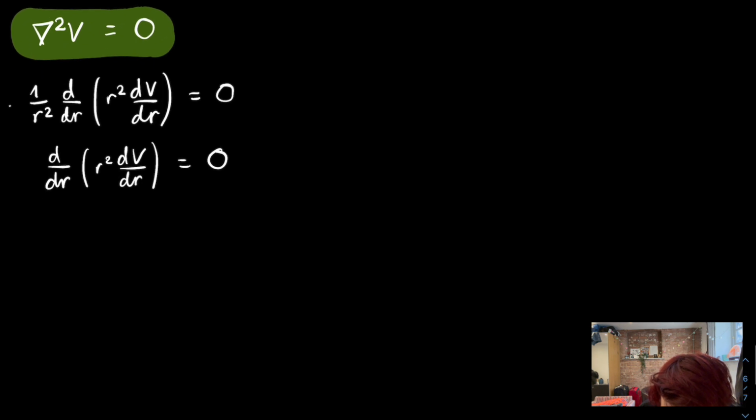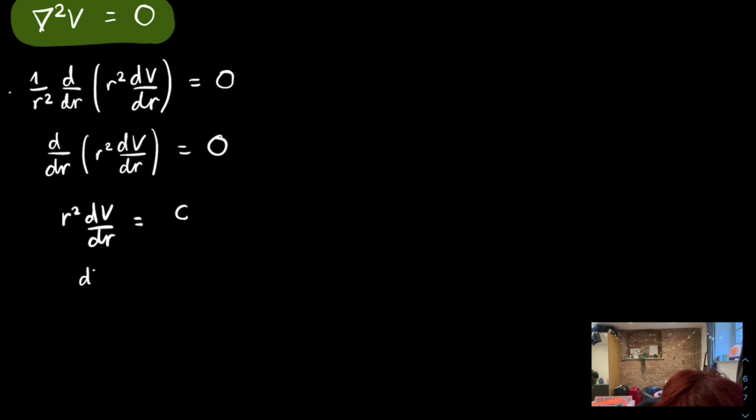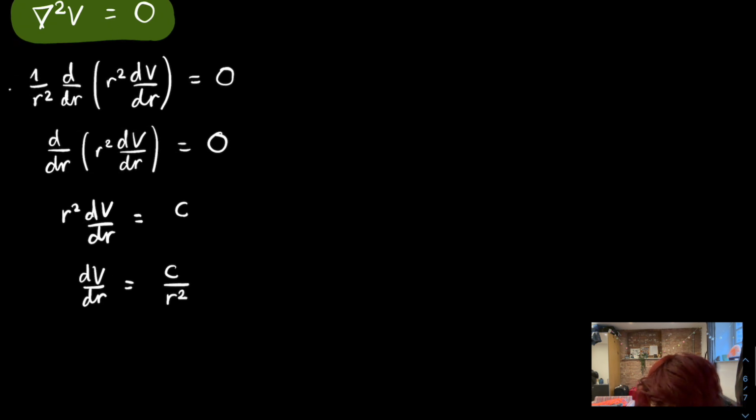Now, when you integrate both sides, this is where you have to be a little bit careful when adding plus c's. If the derivative of this term is equal to 0, then this term on its own will essentially equate to a constant, something that doesn't depend on the radial coordinate. Because when you differentiate this, you get 0, which is what this equation is telling us. So now we can divide both sides by r squared and get dV by dr is equal to c divided by r squared.